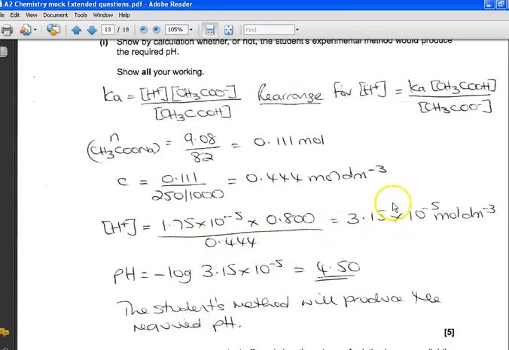So it's just a matter of putting the numbers in. So there's your concentration of H+, and if we take the minus log, we'll get the pH, which comes out to be 4.5. You must make that final statement to say that the student's method will produce the required pH.